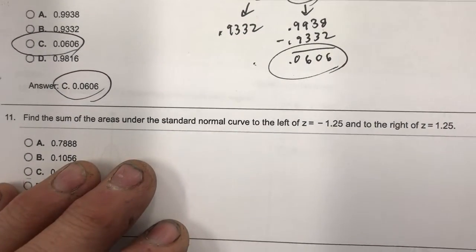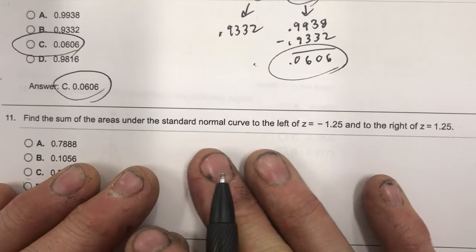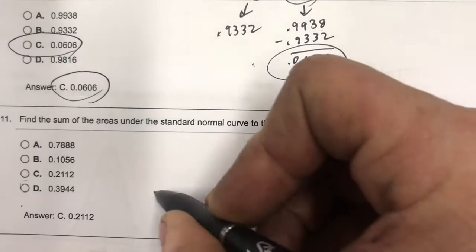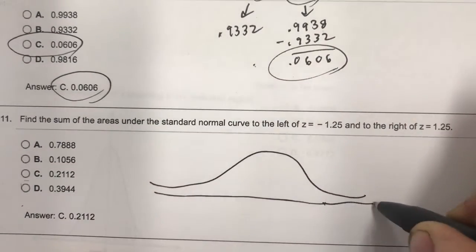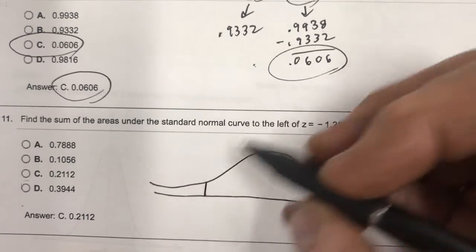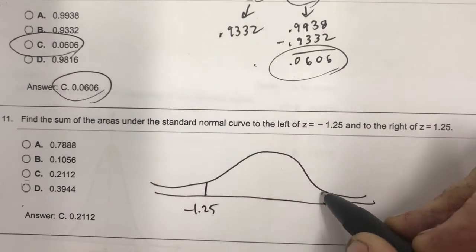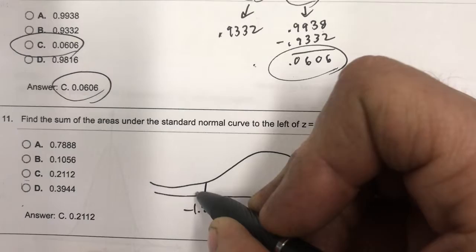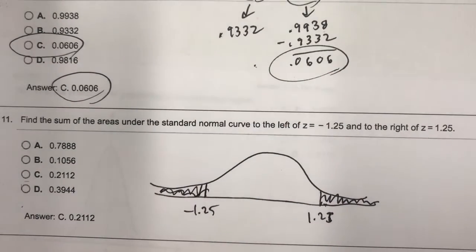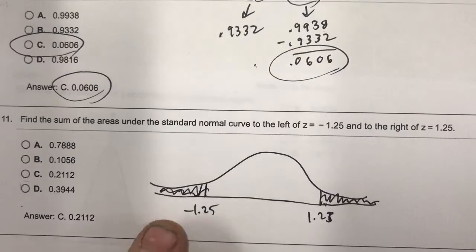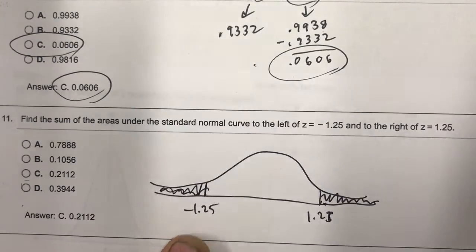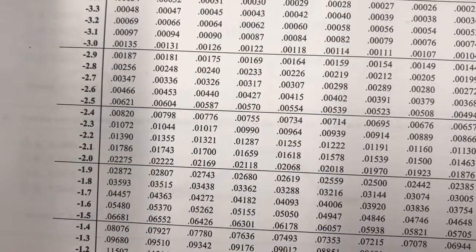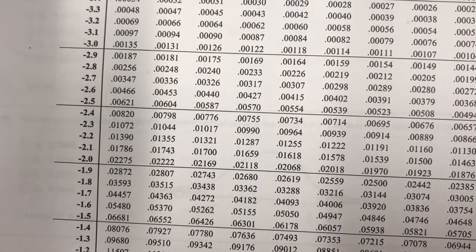Find the sum of the areas under the standard normal curve to the left of this and to the right of that. Okay? All right, so here's what we got going on then. Right here, negative 1.25, and right here, positive 1.25. So I want this area and this area together. Well, I just look up negative 1.25 right there. Negative 1.2 and 0, 1, 2, 3, 4, 5 is right there. 0.1057.